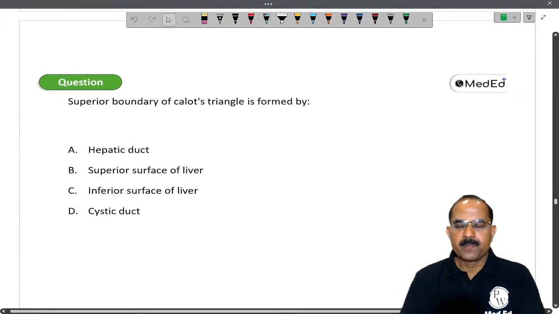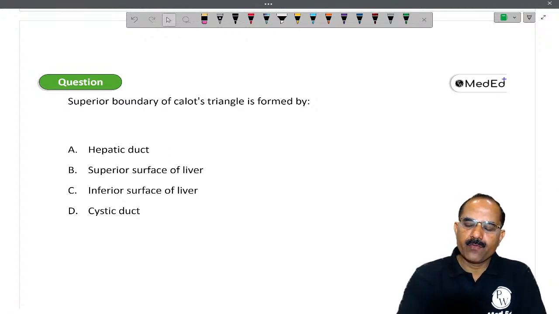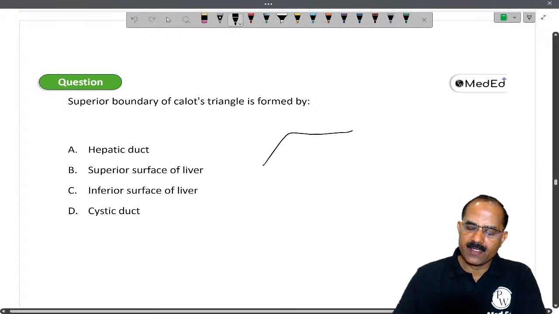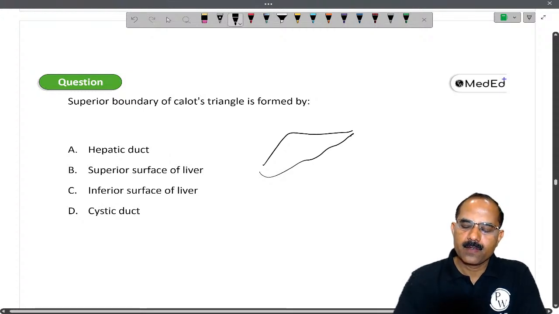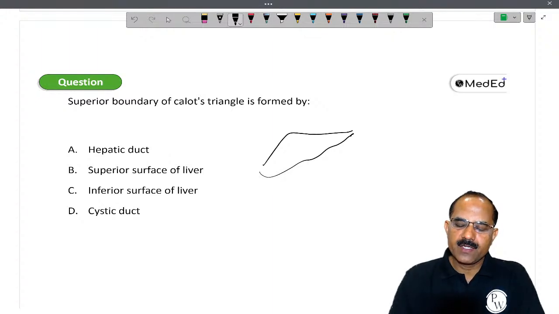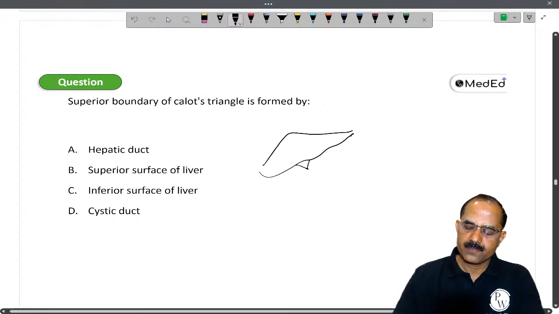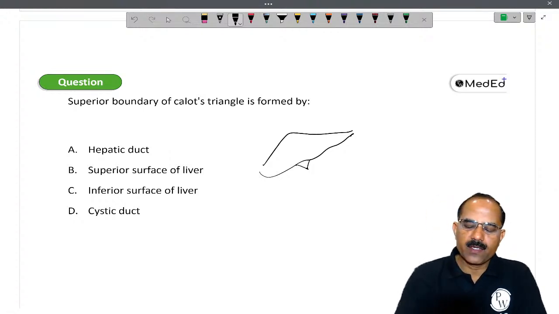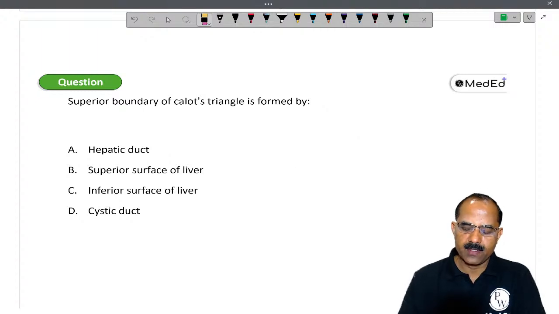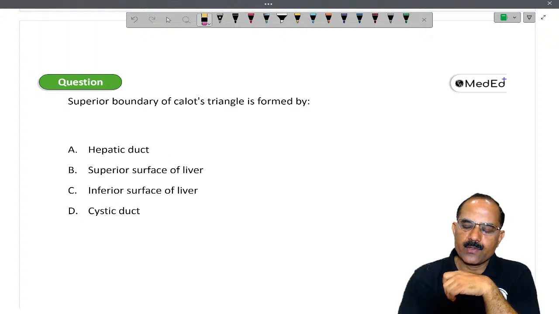So answers, the superior boundary of Calot's triangle is formed by. Yes, bachcho, come on. Superior boundary of Calot's triangle is formed by. Any guesses? Inferior surface of the liver. Very good. Inferior surface of the liver. What are the boundaries of Calot's triangle? बोल सकते हो? Boundaries of Calot's triangle. Anyone? Boundaries of Calot's triangle.